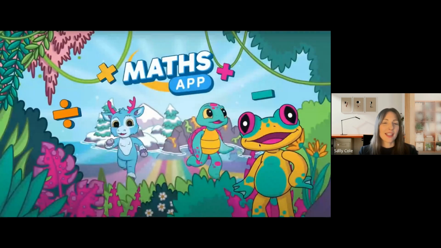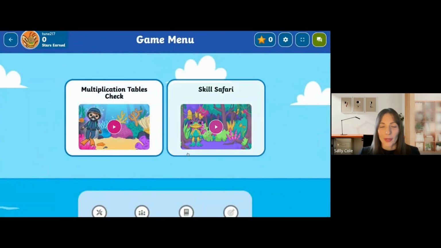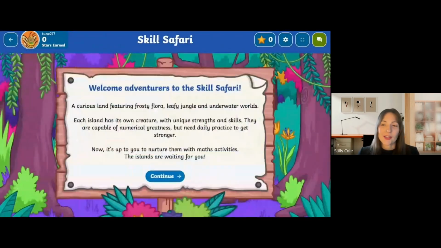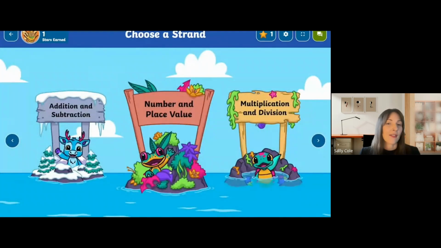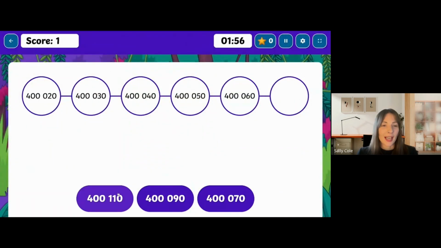There we go. So yes, this is the Twinkl Maths app. It is a fluency-based app at the moment. So we've got 2 sections: the Skill Safari, which is the fluency-focused area, which has got place value, addition and subtraction, and multiplication and division. And we're just going to show you some place value games here.